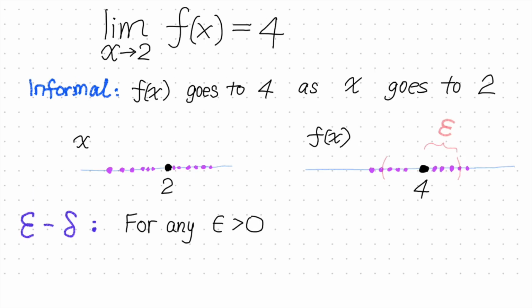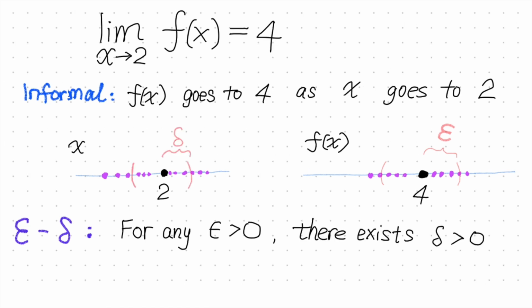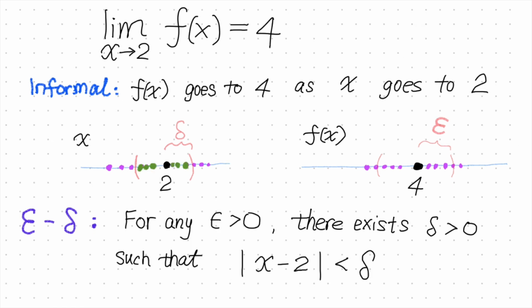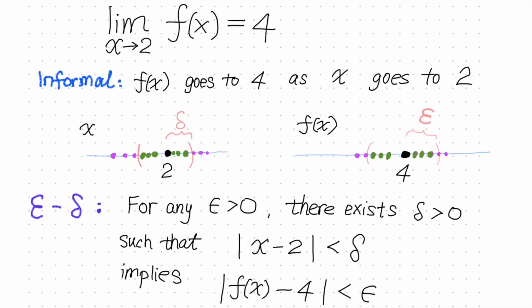Here we go. For any positive epsilon, there exists a positive delta such that absolute value of x minus 2 less than delta implies absolute value of f of x minus 4 is less than epsilon. Well, this is the epsilon-delta definition of a limit.